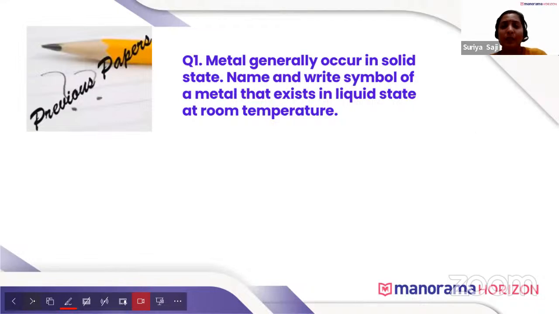So we will see some of the questions. And after that, I will give you some time for asking any doubts from this class or any previous classes. Okay, so we'll see. Metals generally occur in solid state. We know this. Write the symbol of the metal that exists in liquid state at room temperature. That is mercury. Symbol is Hg.